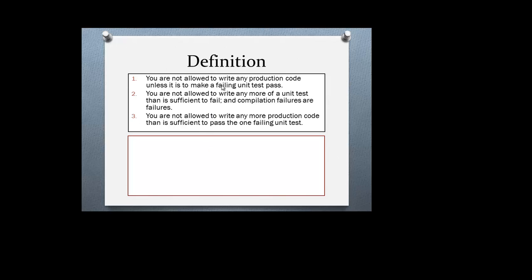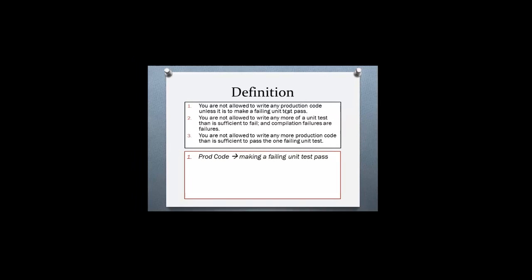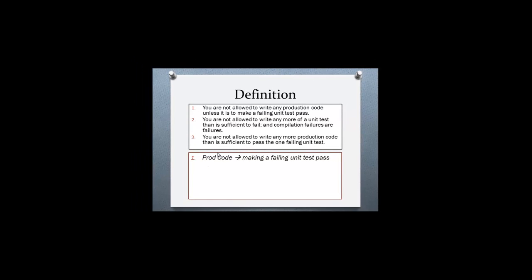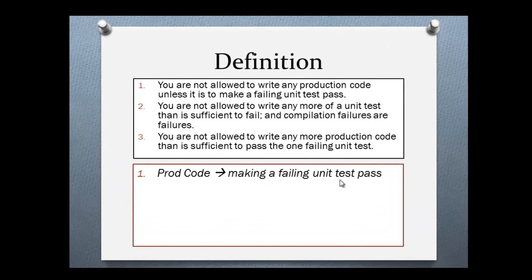I want to make these 3 rules more memorable for you, so let me express them in a formulaic, more technically friendly way. So basically, rule number 1 says that if you are writing production code, it must mean that you are actually trying to make a failing unit test pass. So this is basically saying that code is divided into 2 categories: production and unit. Production code and unit code. And these rules dictate the order in which you can write them.